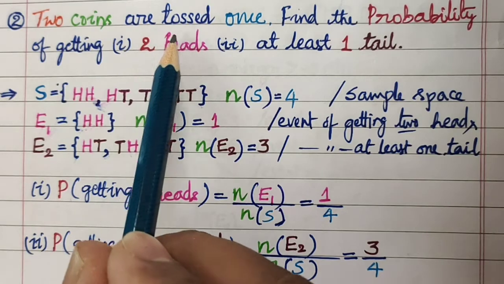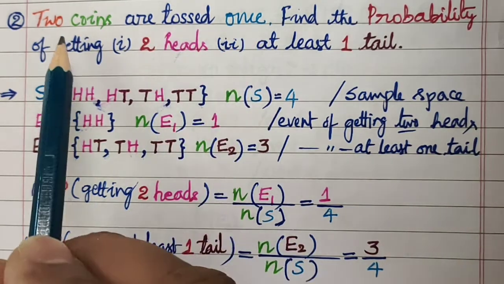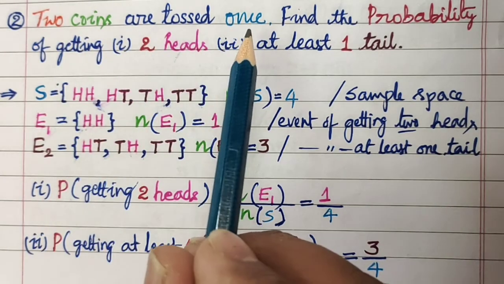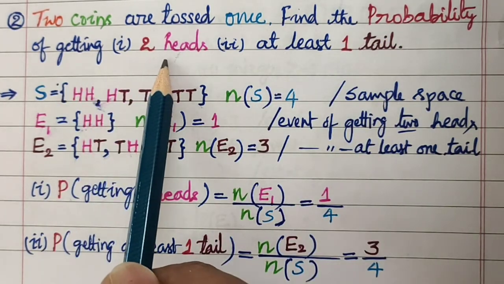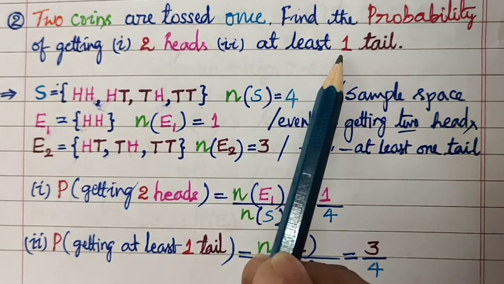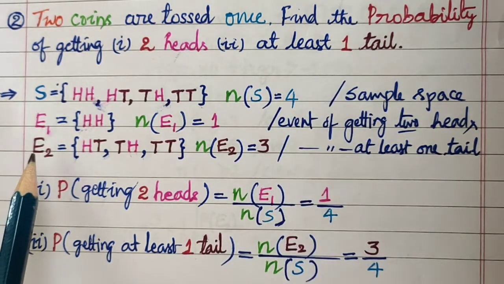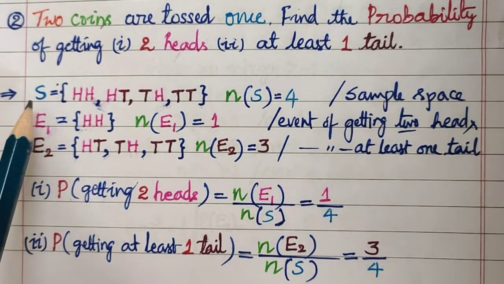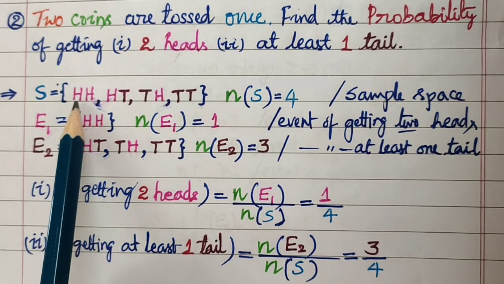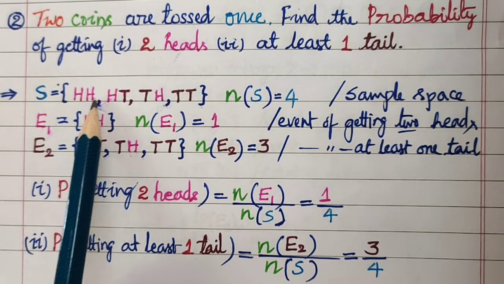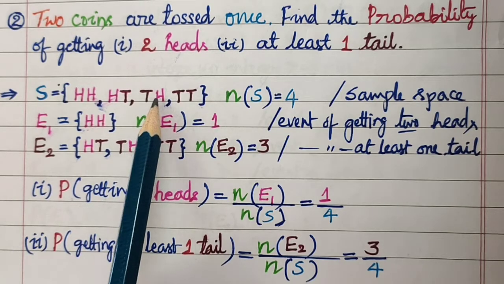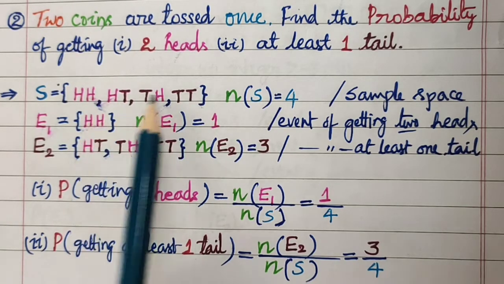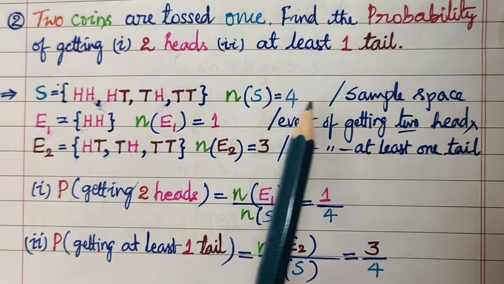Two coins are tossed once together. Find the probability of getting two heads, at least one tail. The sample space, the set of all possible outcomes: both coming as head, one tail and one head, one head and one tail, or both the tails. There are 4 possibilities. This is the sample space.